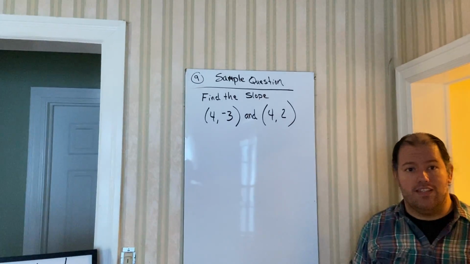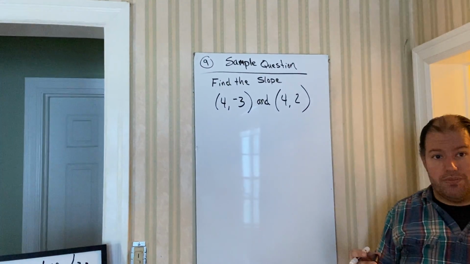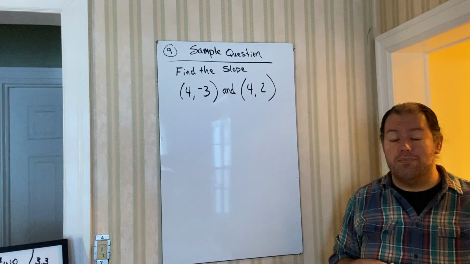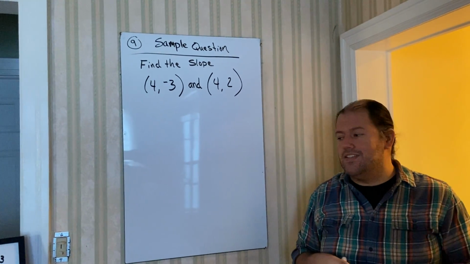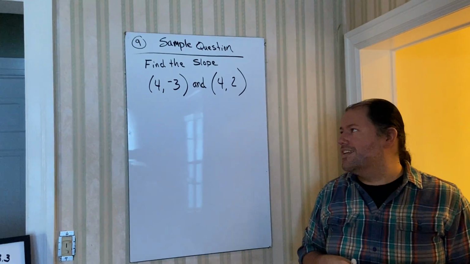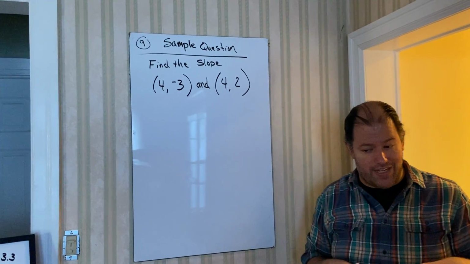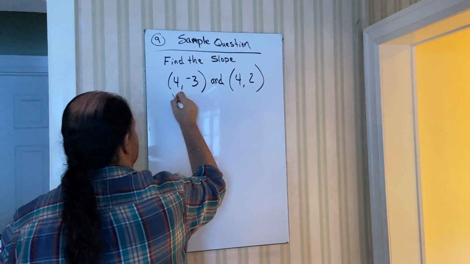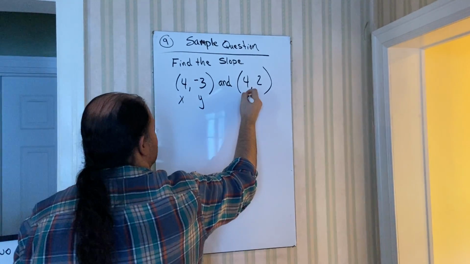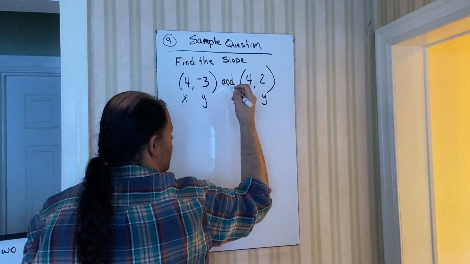So here we have another sample question, just like the previous one. It says find the slope and they give you two ordered points. So the first thing I tell you to do is label the parts that are given. Make sure you know which value is your x, which value is your y. Each ordered pair has an x and a y value.